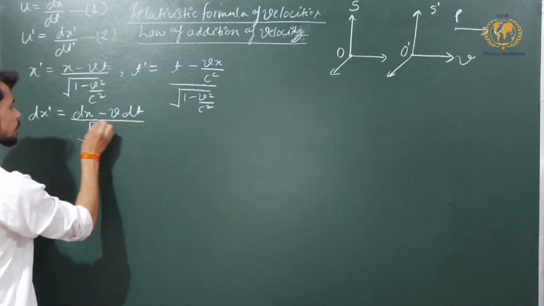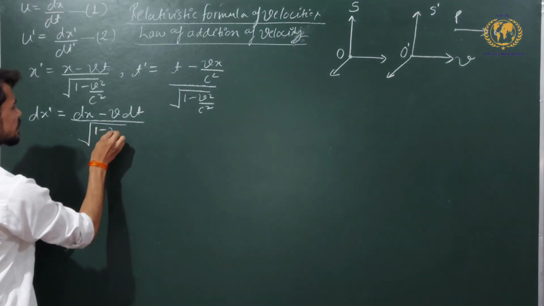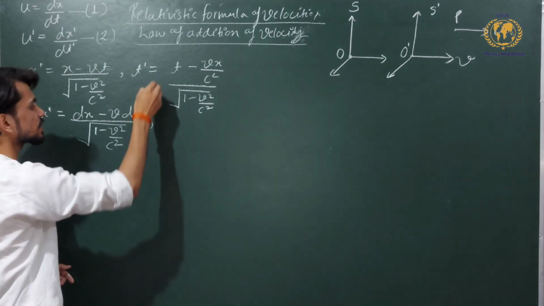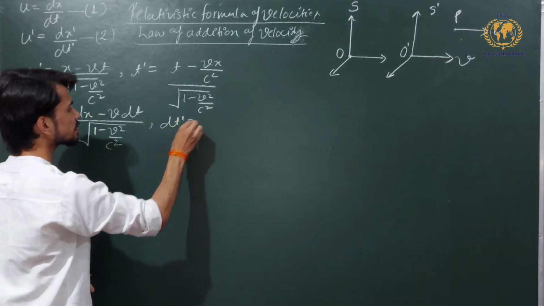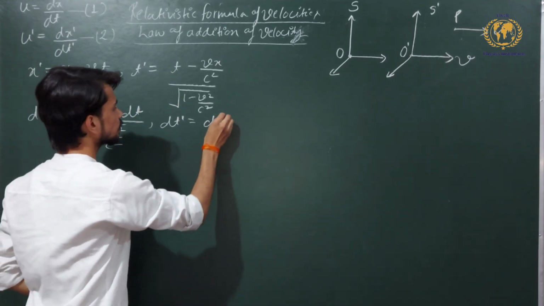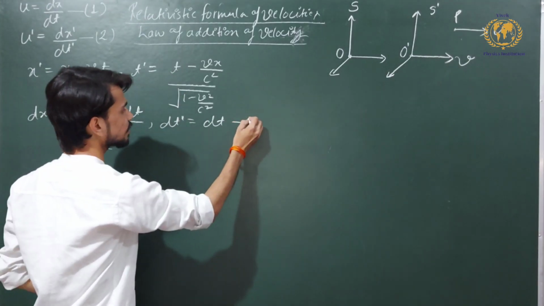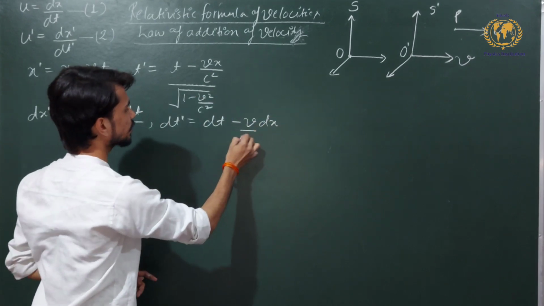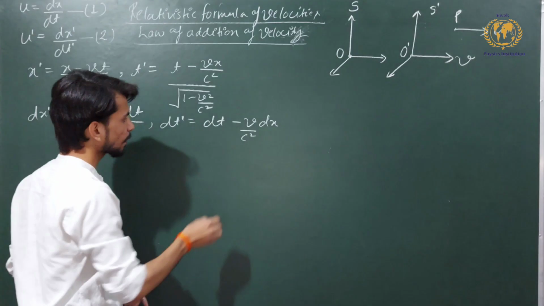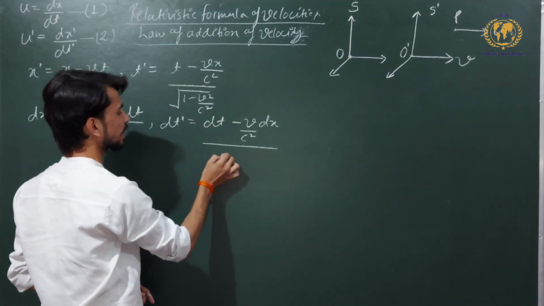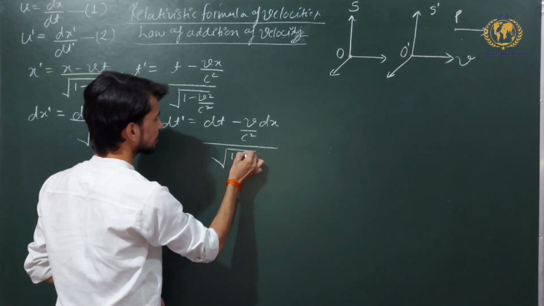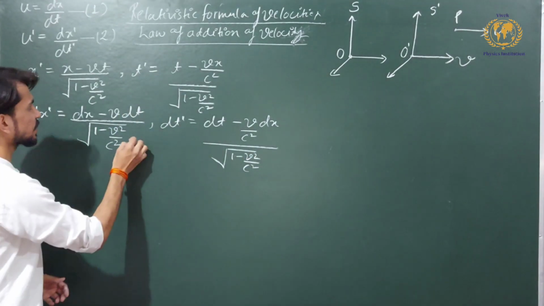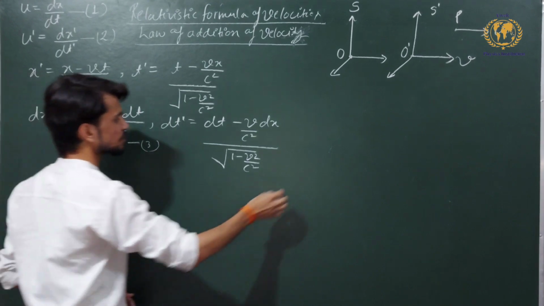So this factor will play the same role as the constant, right? Again, the differentiation of this equation will be dt dash, and t will go as dt minus, again v is the same, and x will go as dx, and this c square will be in the denominator of the v, divided by this complete factor, which is again a constant, so let me write it as it is. Now let's say this equation number is 3 and this equation number is 4.